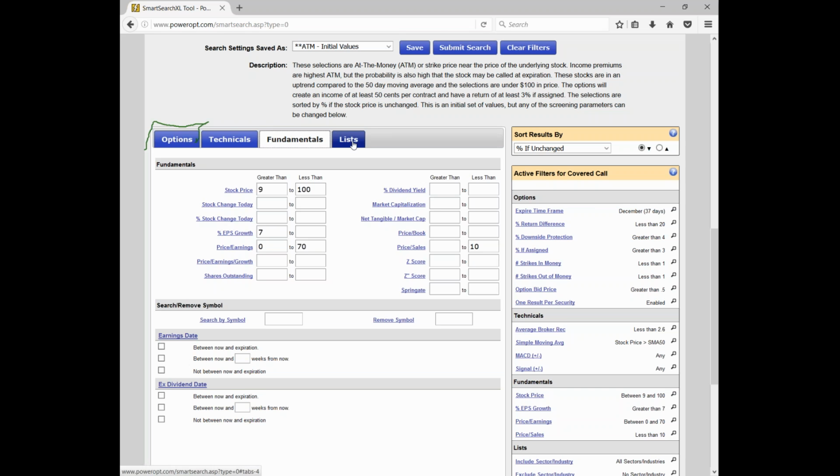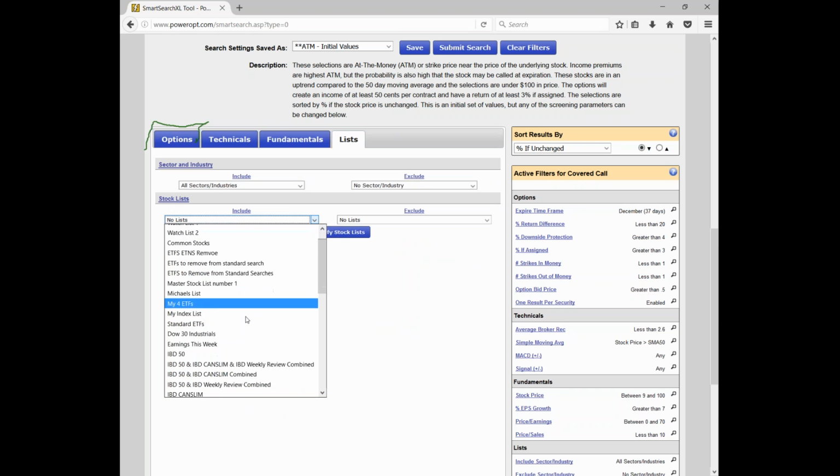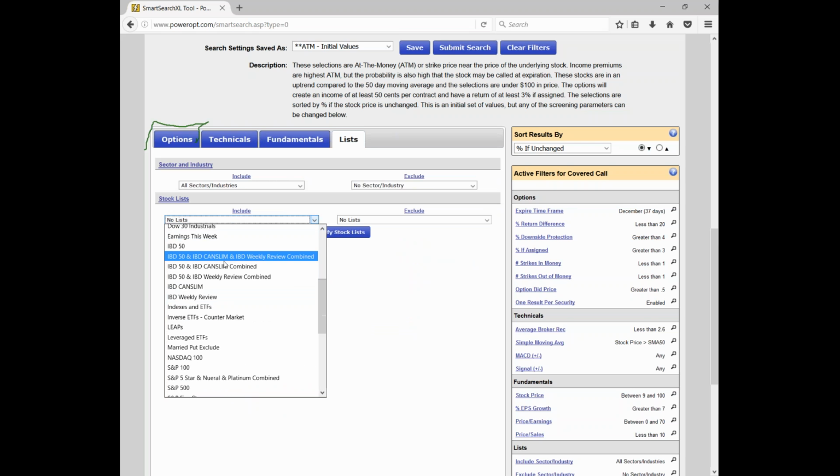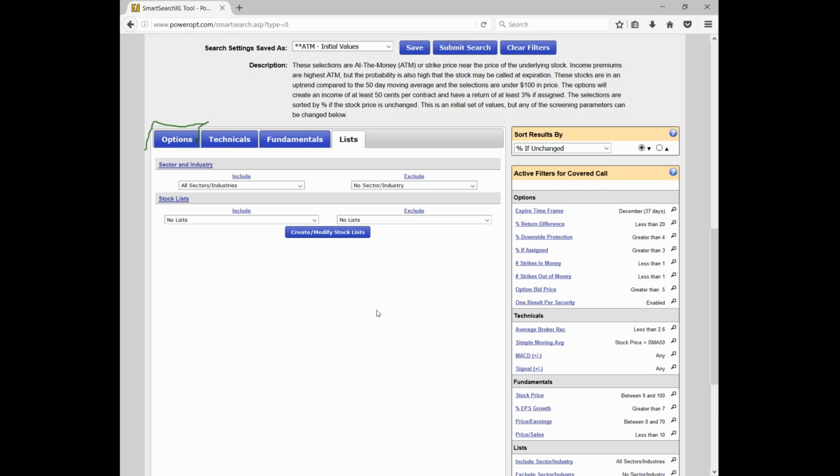And lastly, the lists field. This just allows you to choose if you want to screen against a certain stock list, things such as the Investors Business Daily lists, NASDAQ 100, Standard & Poor's lists, including the 5-star list, or you can exclude various lists as well.